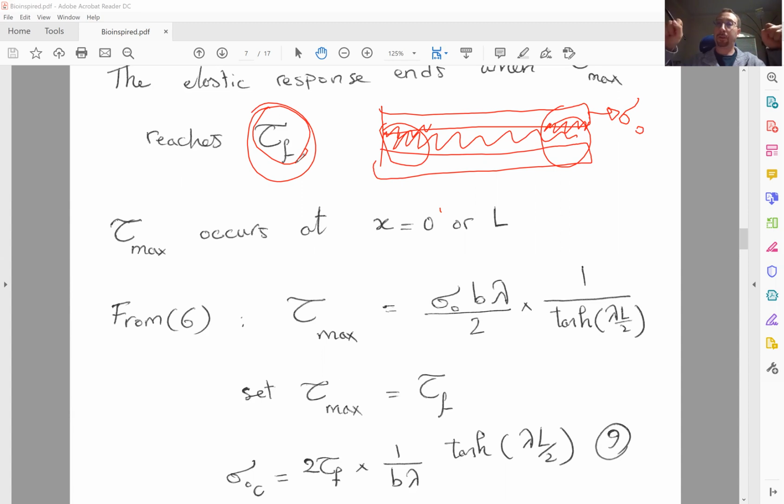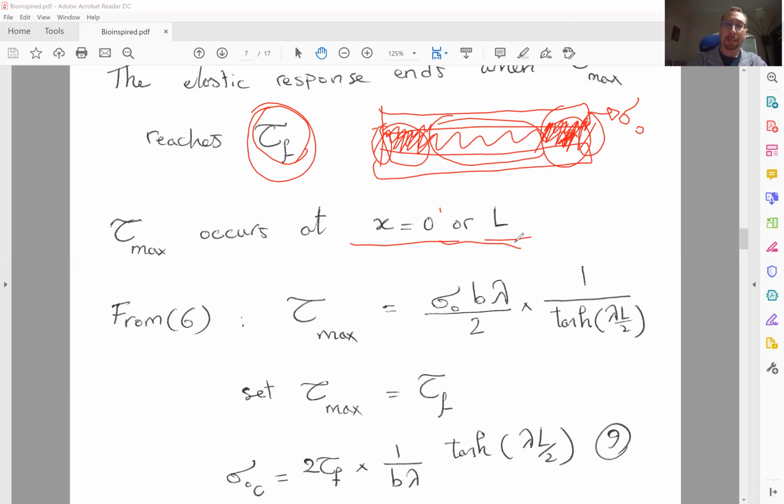So after that point, when you increase sigma 0, the mortar in these parts will deform plastically, and regions in the middle will deform elastically. But regardless, this end and this end, x equal to 0 or L, is where the shear stress is the highest. So those are the places where the failure will start.